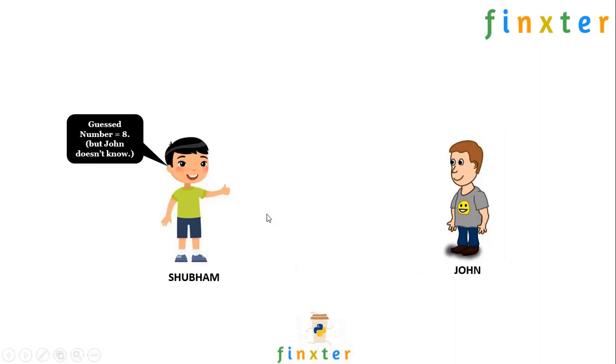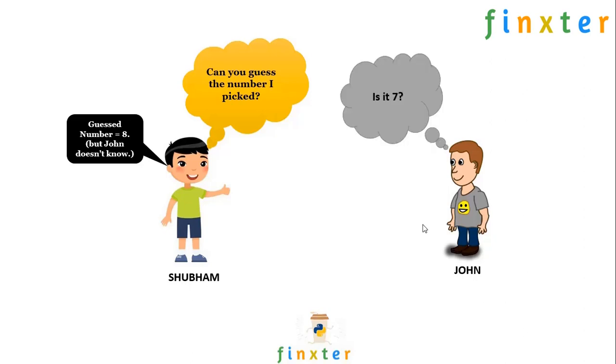The number that Shubham picked is 8. But John does not know the number that Shubham picked at this point of time. So Shubham asks John, "Can you guess the number I picked?" John says, "Is it 7?" Shubham says, "No, the number I picked is higher than your guess."